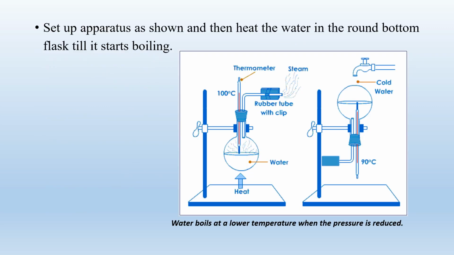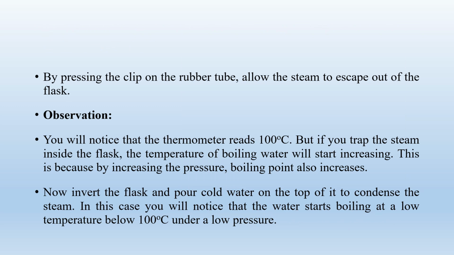Procedure. Set up apparatus as shown and then heat the water in the round-bottom flask till it starts boiling. Water boils at a lower temperature when the pressure is reduced. By pressing the clip on the rubber tube, allow the steam to escape out of the flask. Observation. You will notice that the thermometer reads 100 degrees Celsius. But if you trap the steam inside the flask, the temperature of boiling water will start increasing. This is because by increasing the pressure, the boiling point also increases. Now invert the flask and pour cold water on the top of it to condense the steam.